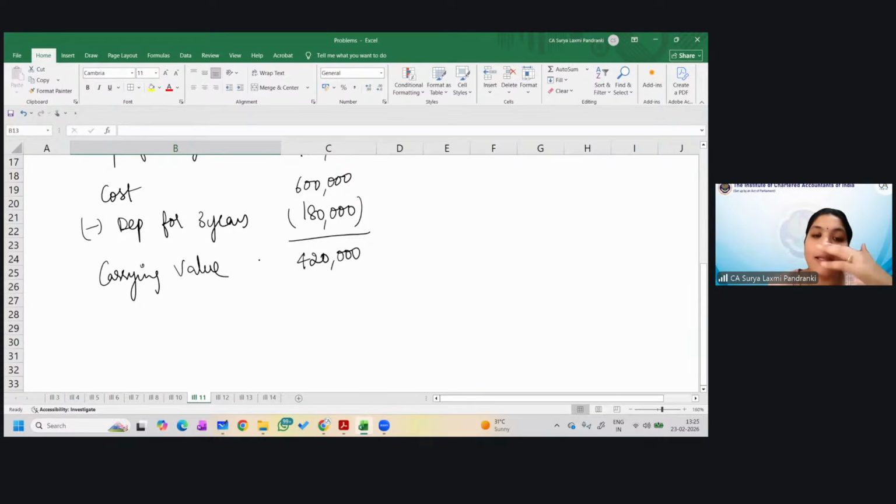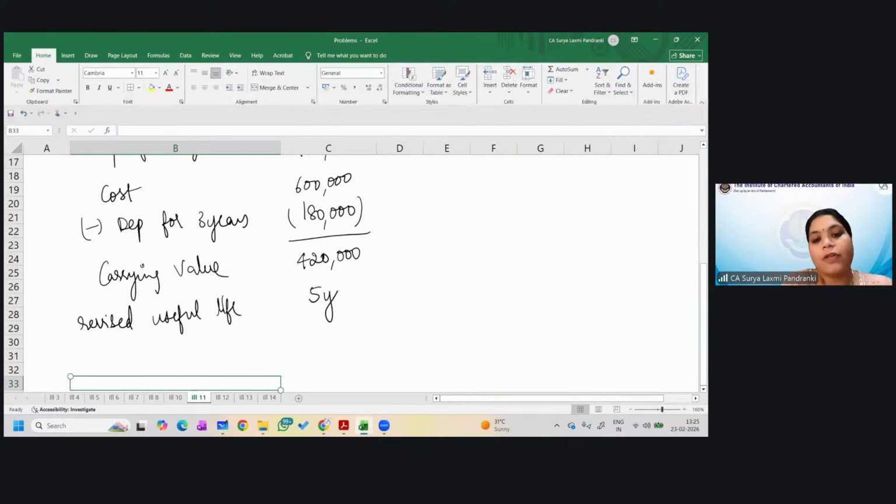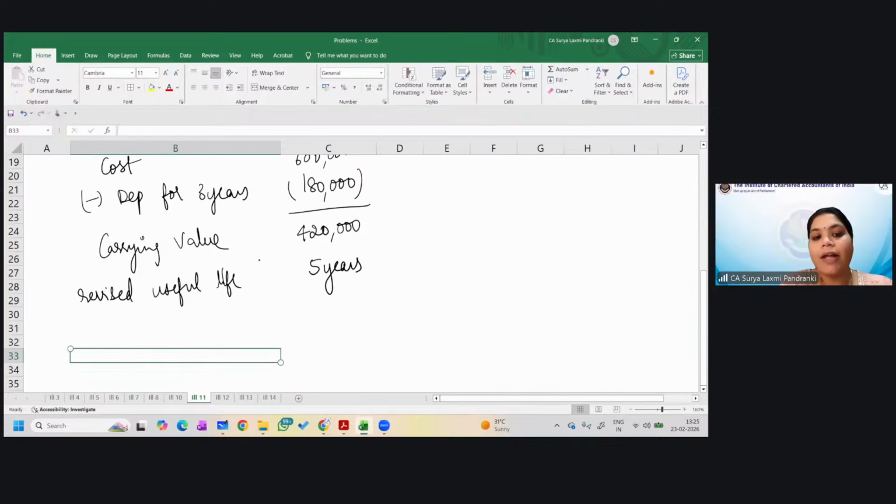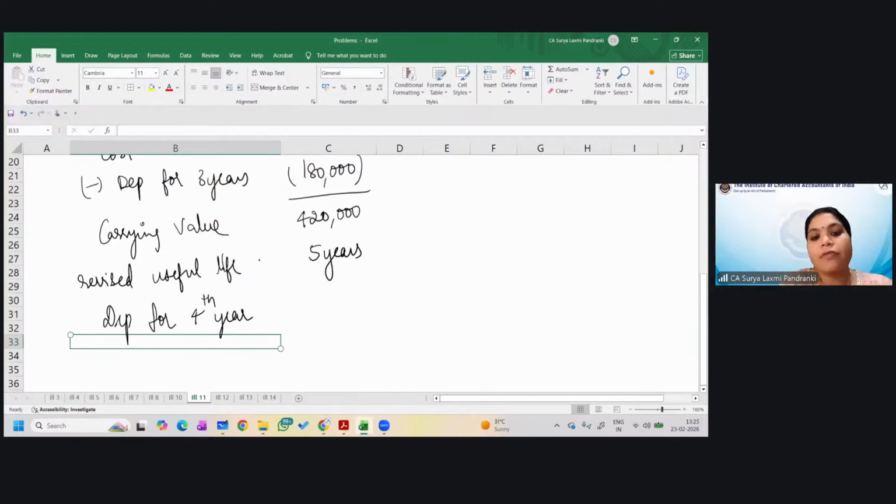4,20,000 is the carrying value, which means after providing 3 years of depreciation, today you have a value of 4,20,000. And generally speaking, you still have remaining useful life of how many years? 7 years. But then they are assuming that we can only use this machine for next 5 more years. So revised useful life is how much? Only 5 years, which means whatever is the carrying value you have, this has to be reassessed, which means depreciation for 4th year will be how much? 4,20,000 divided by 5 only.